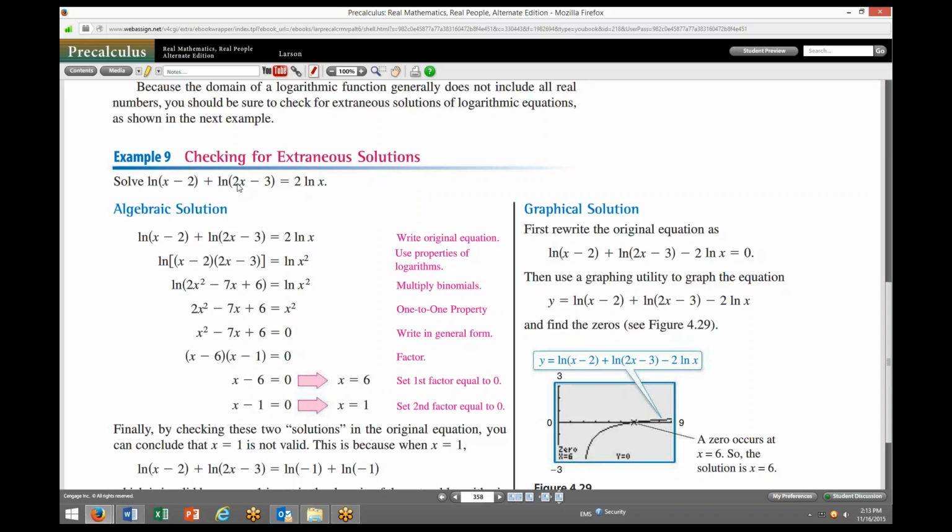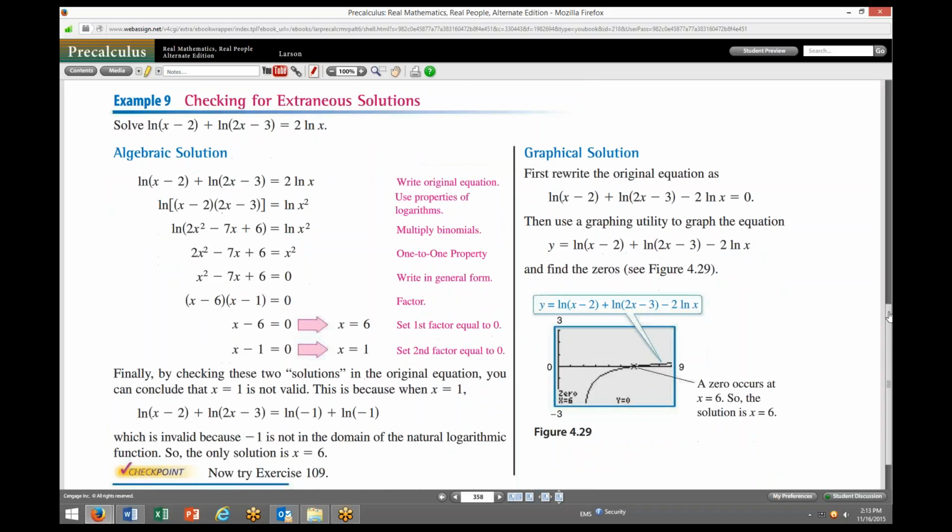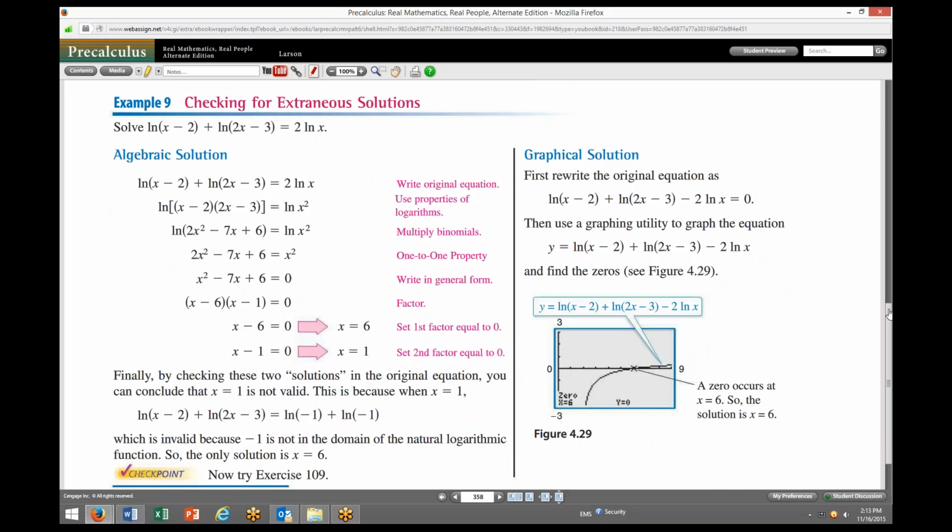And right here, 2 times 1 is 2, take away 3 is negative 1. Again, we're trying to take the natural log of negative 1, but the point is, even if you just have to do it one time, it's bogus. So 1 apparently looked like a solution, but it's not. It's what we call an extraneous solution.